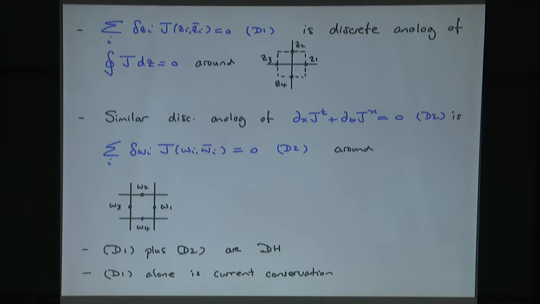So this looks like a discrete version around here, and this looks like a discrete version around the other ones, the dual ones. And this D1 plus D2, the two conditions together, are what I want to call discrete holomorphicity, because they're the analog of the two Cauchy-Riemann relations. And D1 alone, again, is just current conservation.